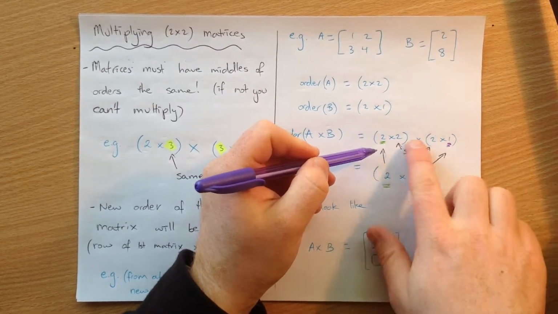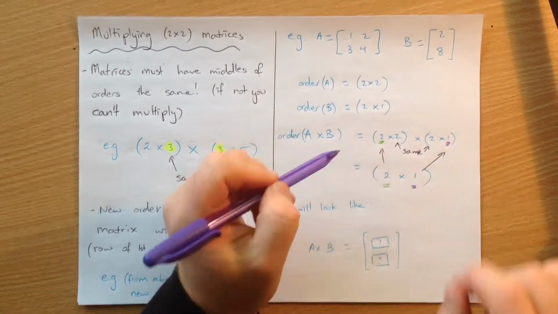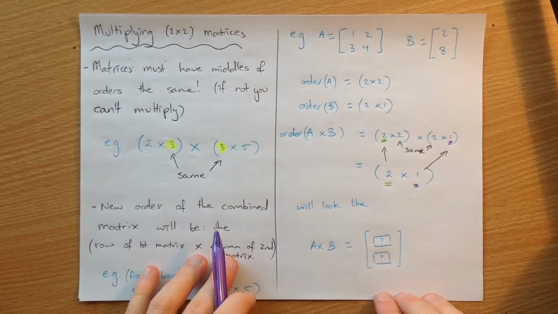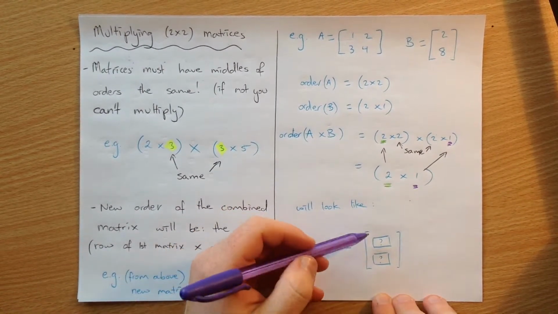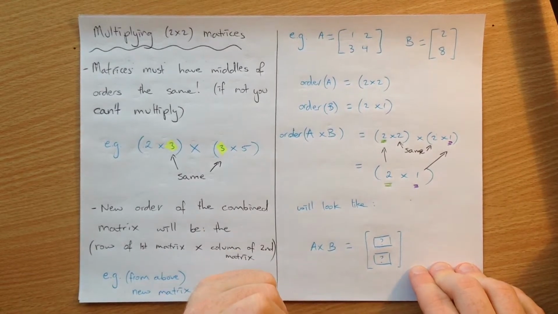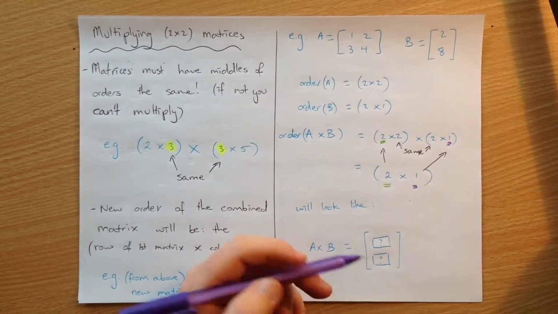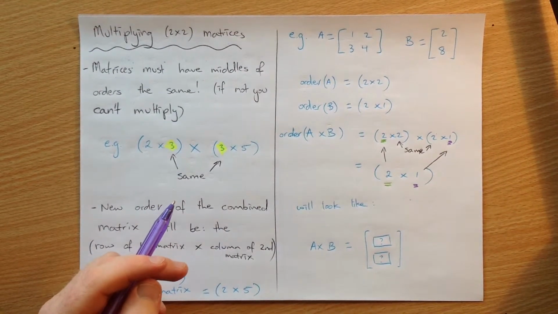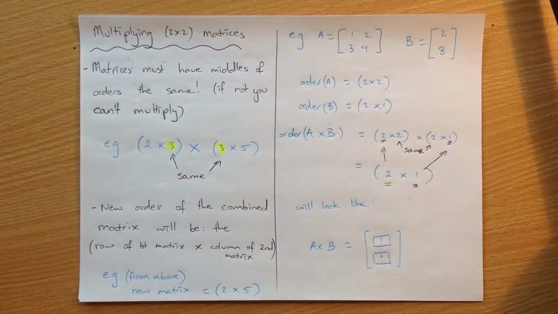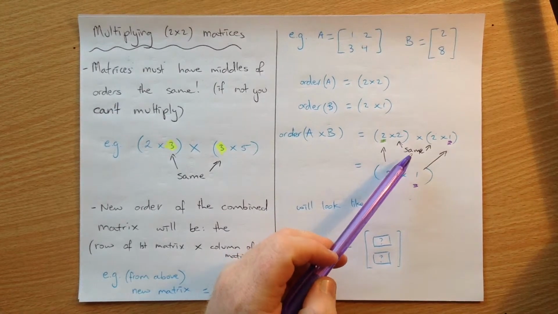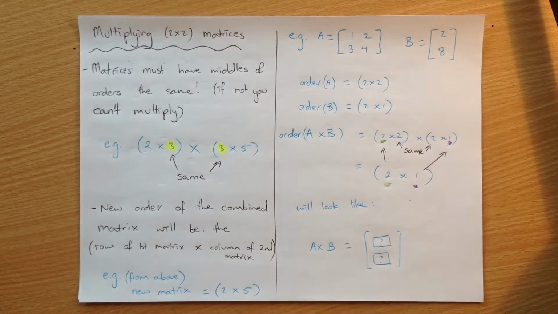So 2 by 1, because the 2 said we can do it, and the 2 by 1 is the new order, the outsides there. So the new matrix, A times B, will look like a 2 by 1 matrix, and we don't know what those elements will be yet, but we'll learn how to figure that out. So at least in terms of knowledge that you need to know, is if the middles are the same, you can multiply them, and the new matrix will be the outside order.